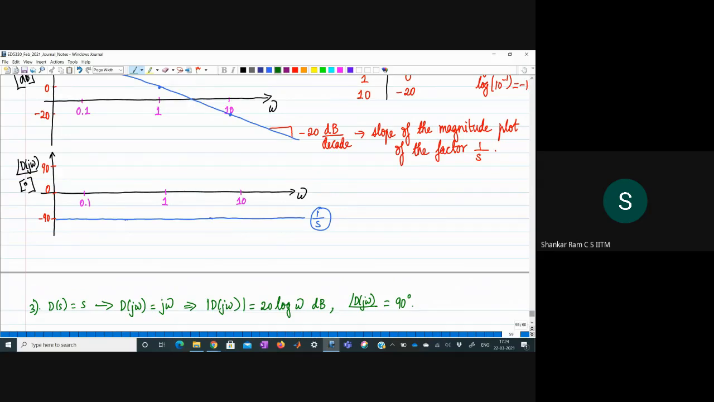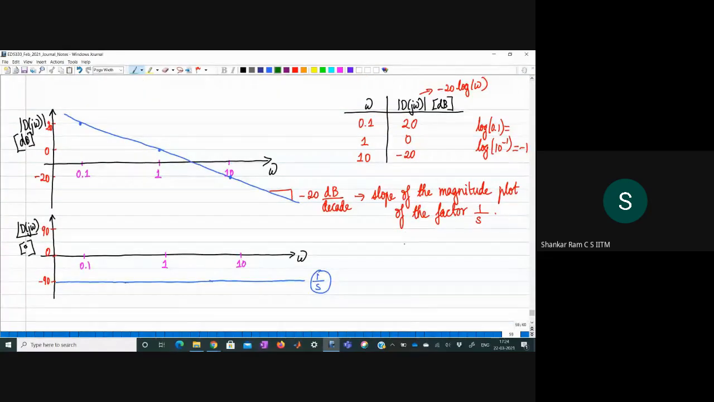I hope it's clear how we got the magnitude to be plus 20 log omega decibels. So what can we conclude about the magnitude plot? I am just going to go and plot here. Ramkumar, do you have a question? Okay, so essentially, if we have this second factor, which is 20 log omega, what do you think will happen if we write a similar table at 0.1, 1, and 10? Can you tell me the values? What will be the value at 0.1?